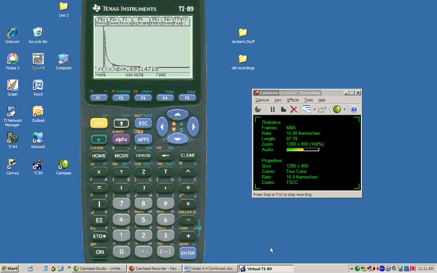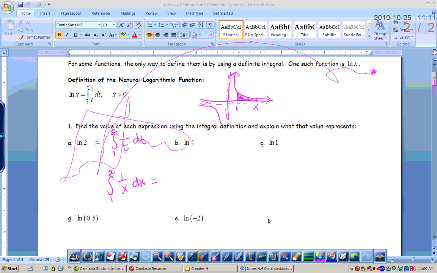All right, so let's look at example 2. What the calculator would be doing to calculate number 2 would be to find the integral from what to what? 1 to 4 of 1 over x dx.